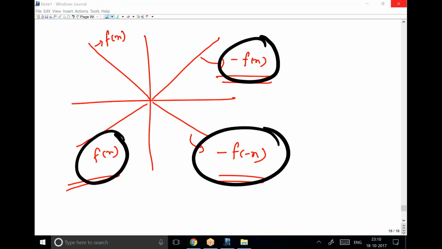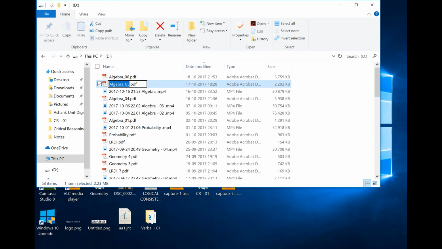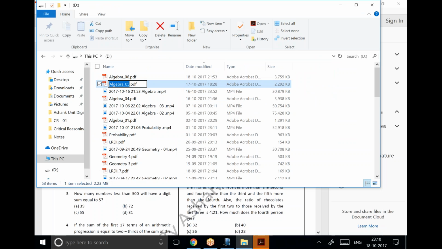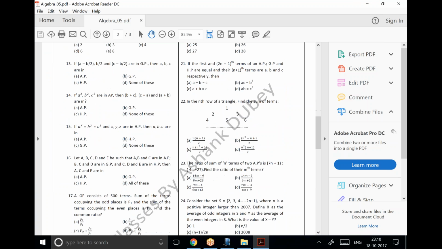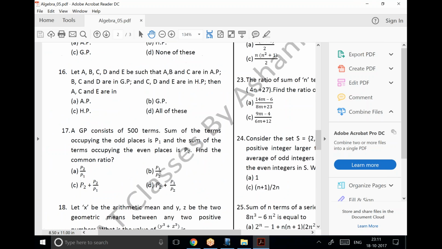Why don't you try out one important question which has come in CAT. So try out question number 16 from this sheet.